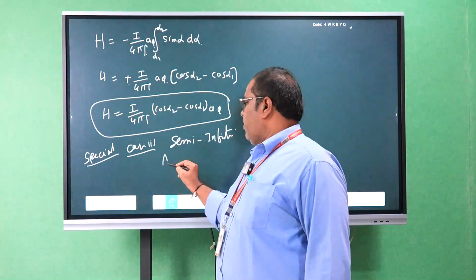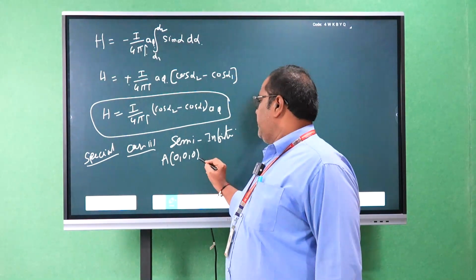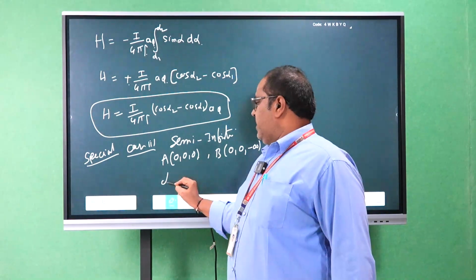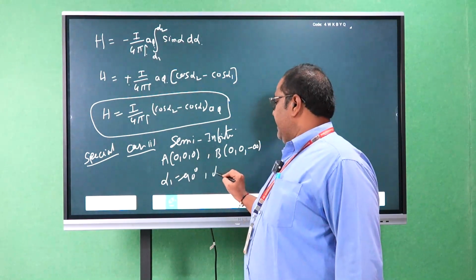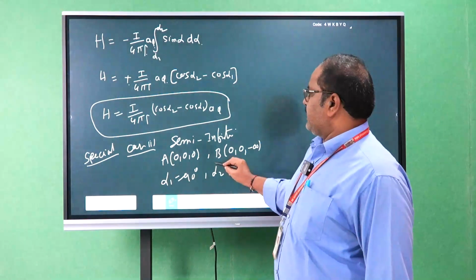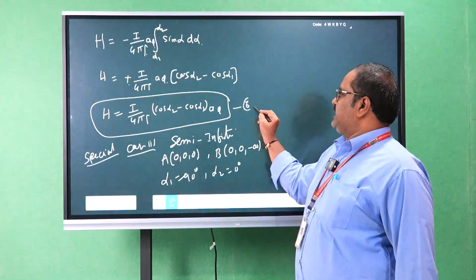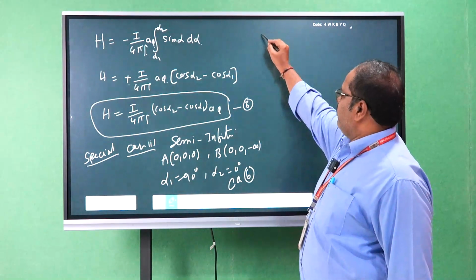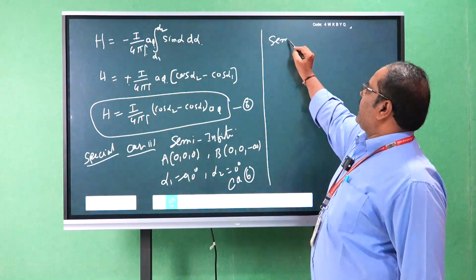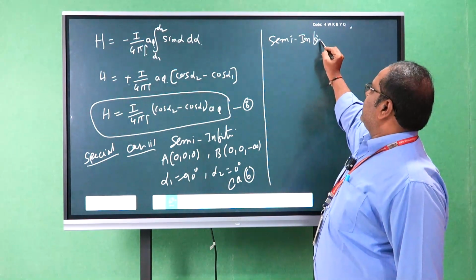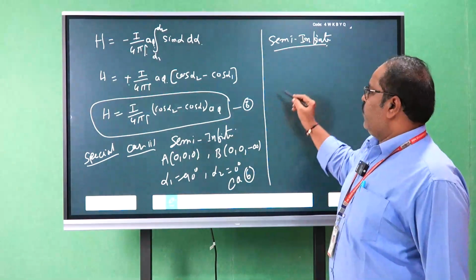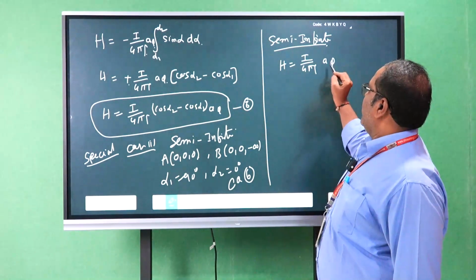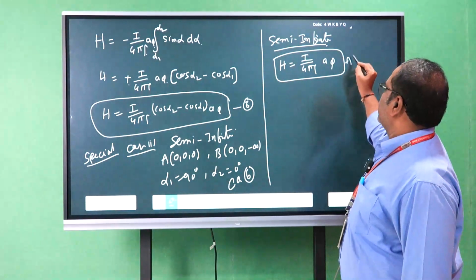So what is the value? Point A is represented as 0, 0, 0. Point B is represented as 0, 0, minus infinity. Therefore, subtended angle alpha 1 is equal to 90 degrees and alpha 2 is equal to 0 degrees. Substitute these into equation number 6. Therefore, in the special case of semi-infinite, H is equal to I by 4 pi rho a phi ampere per meter.